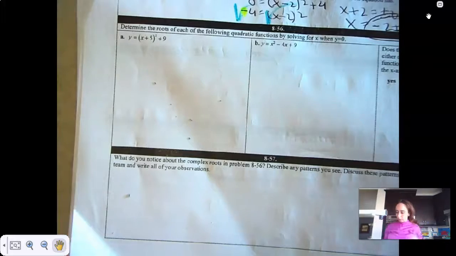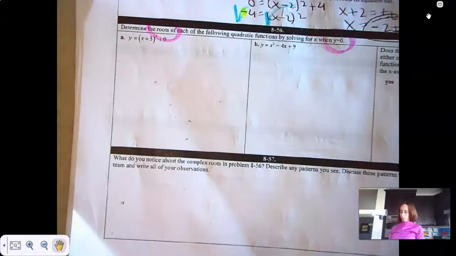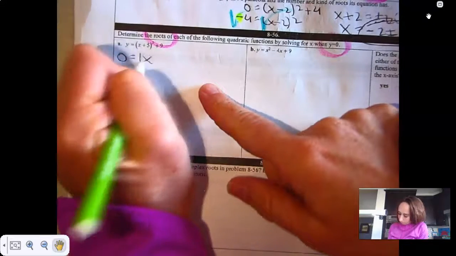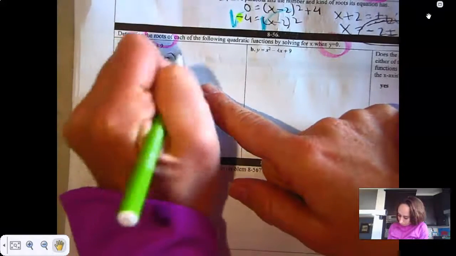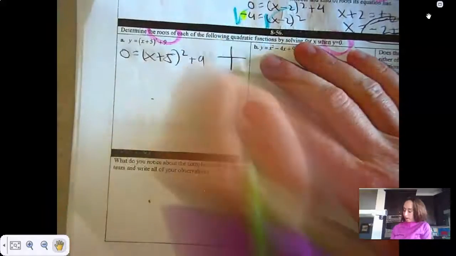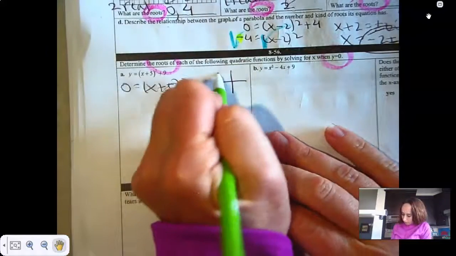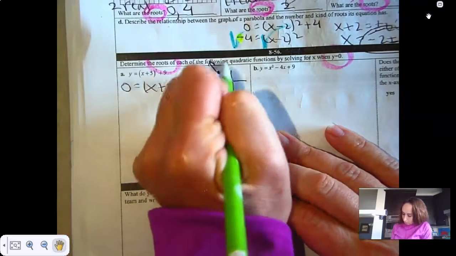So they want us to find the roots. If I'm going to find the roots, it told us over here, set the y equal to 0. So I will do that. 0 equals. Let's rough sketch it actually to see how many roots I would have. If I'm going to graph this, what would be my vertex? -5, 9.